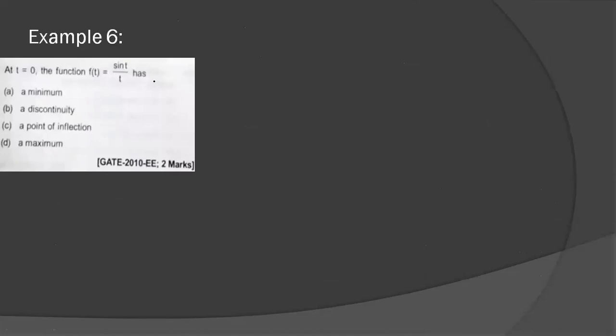Next example is the function f(t) equal to sine t over t. Has a minima, a discontinuity, a point of inflection, a maximum. So at t equal to 0, we have to check. So what will be the first derivative f dash t? It will be (t cos t minus sine t) over t square.